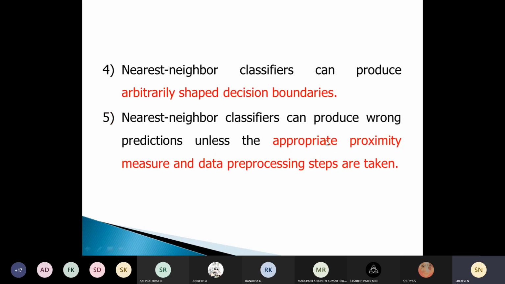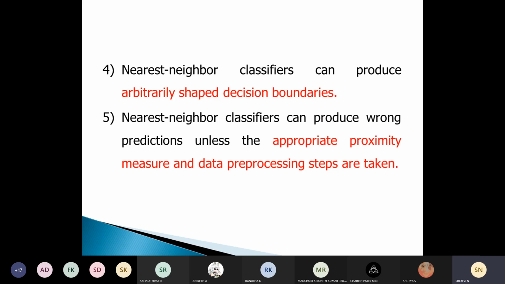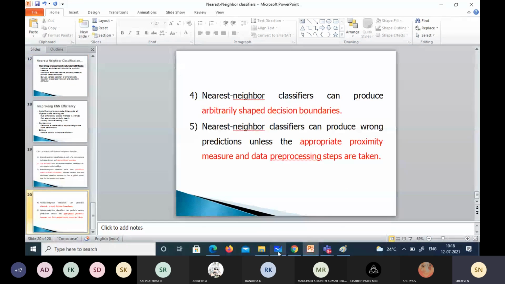So this k nearest neighbor classifier can produce arbitrarily shaped decision boundaries, and produce wrong predictions unless the appropriate proximity measure and data processing steps are taken. If these are not taken, it may produce wrong predictions. Okay, so let's take an example. It will be more clear when we discuss the example. So let's move on to the example.